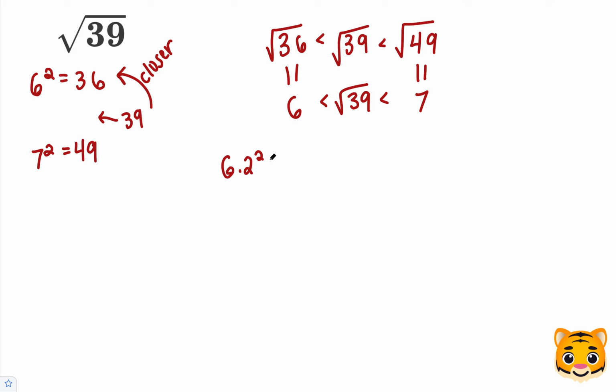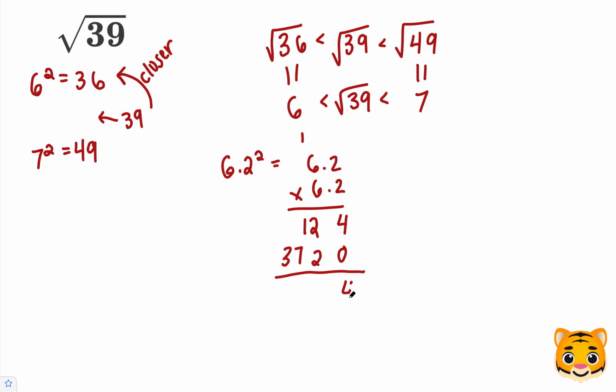Let's try 6.2 squared first, which is 6.2 times 6.2. 2 times 2 is 4. 6 times 2 is 12. Add our 0. 6 times 2 is 12, carry our 1, and then 6 times 6 is 36 plus 1 is 37. Now we add these together, we get 4, 4, 8, 3.